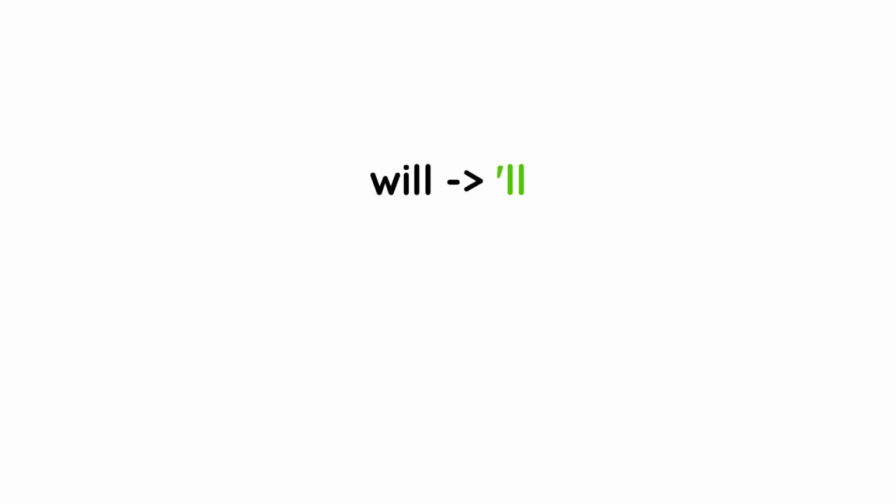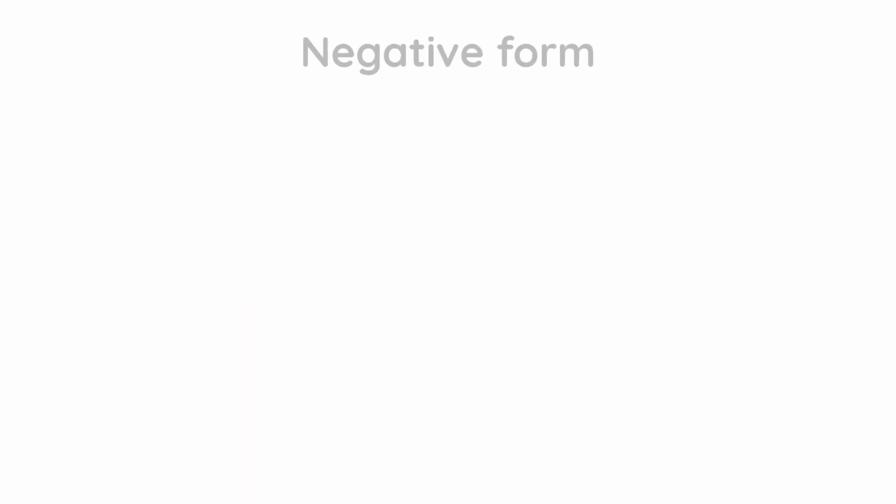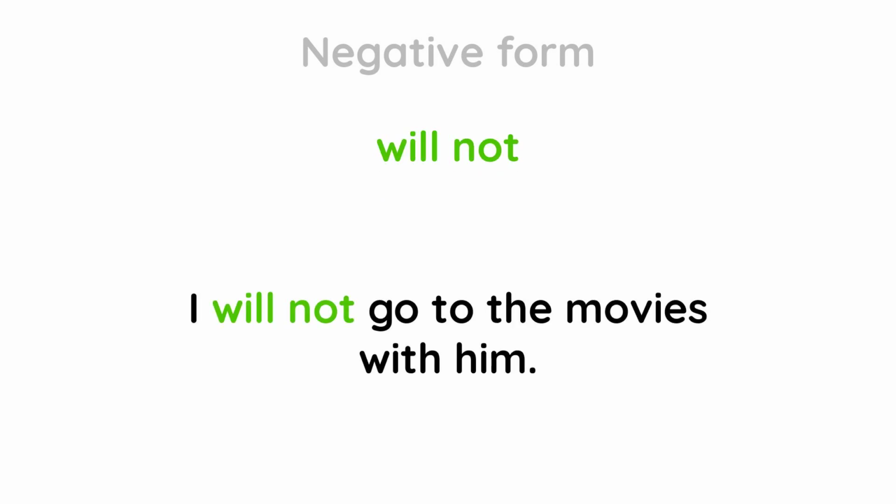Will can also be contracted to 'll. For example, "He'll do it tomorrow." "They'll win." The negative is formed simply by adding "not." For example, "I will not go to the movies with him."